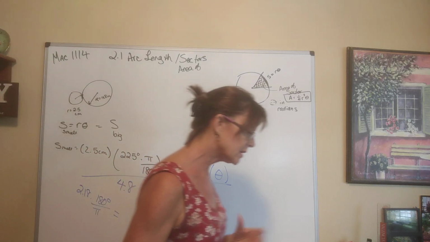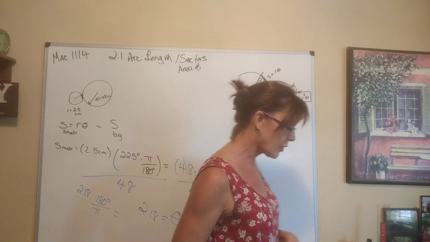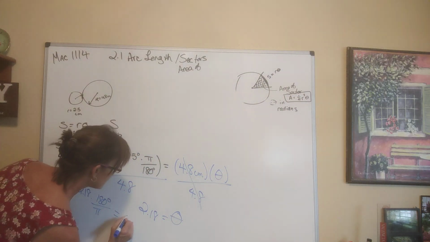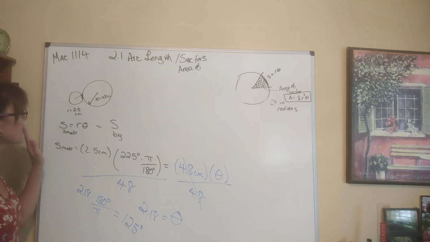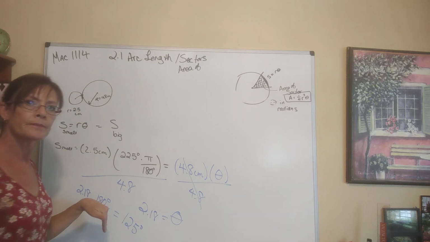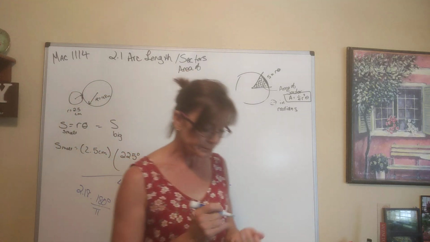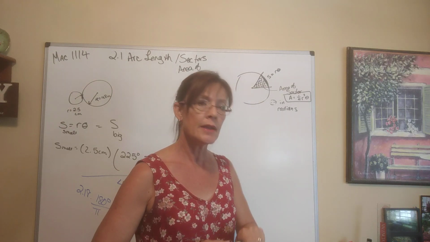And how many degrees did the big gear end up rotating through? It ended up rotating through 125 degrees. So that's how you can do that little word problem. Let's look at the last one, which is not very hard.